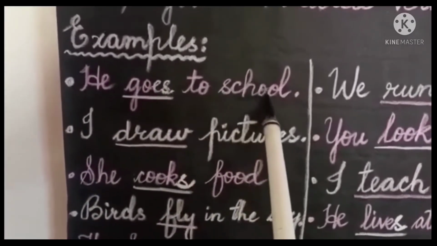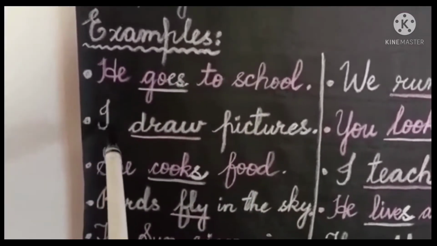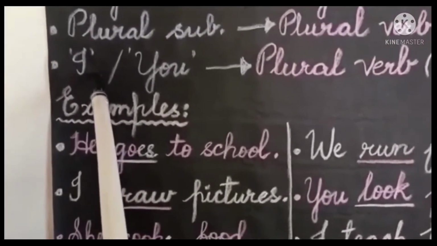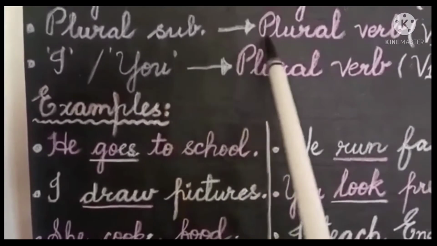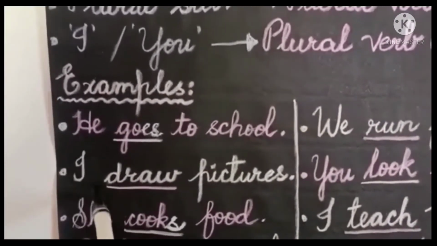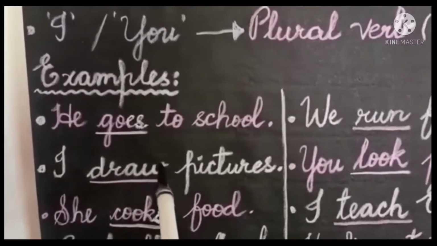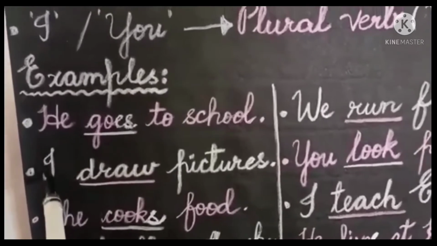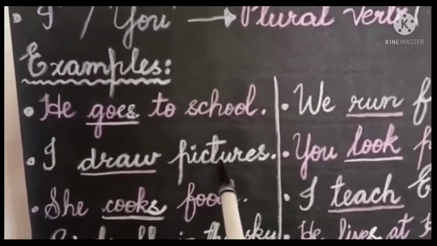He goes to school. Now next is, I draw pictures. My dear students, I told you that if the subject is I or if it is you, in both the cases you take the plural verb. Like here the subject is I, we have used the verb draw. We have not added any s, es or ies at its end. So the sentence is I draw pictures.